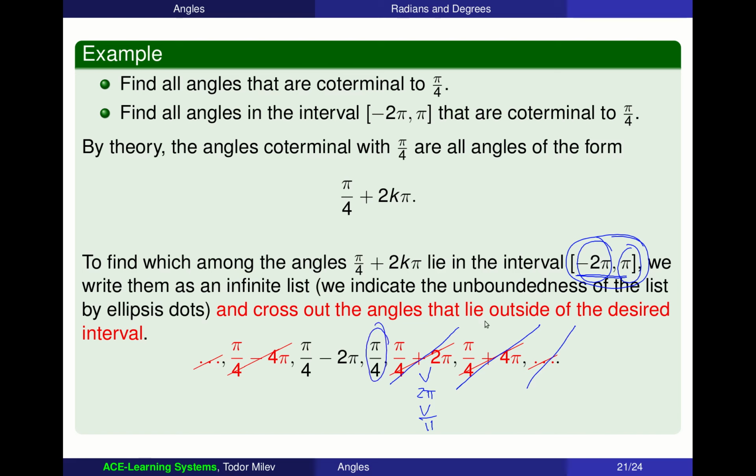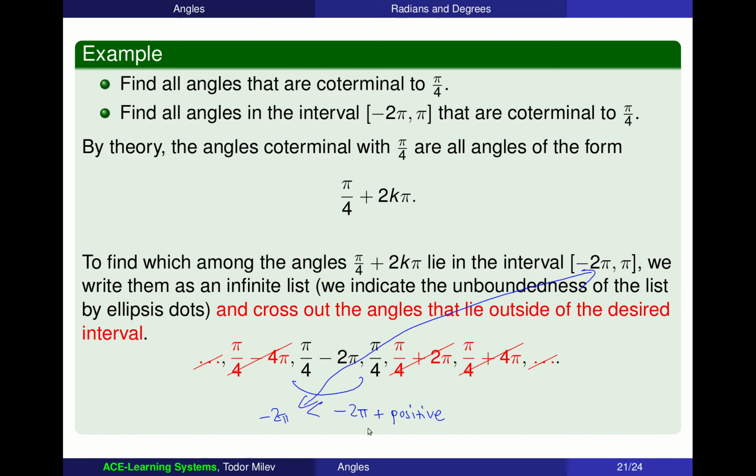Now pi over 4, that is less than pi, and it's actually a positive number, so it's bigger than negative 2 pi. So that one, we shouldn't cross it. This number here, we shouldn't cross it either, because it is negative 2 pi plus something positive. So it's automatically greater than negative 2 pi. And it still is negative because pi over 4 is much smaller than 2 pi. So that's still less than pi. So that number here is between negative 2 pi and pi.